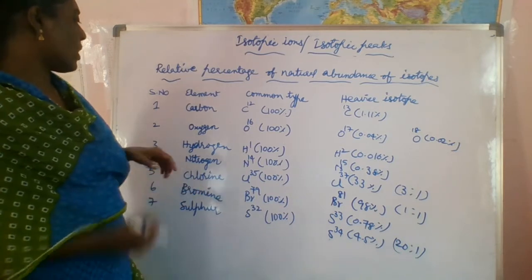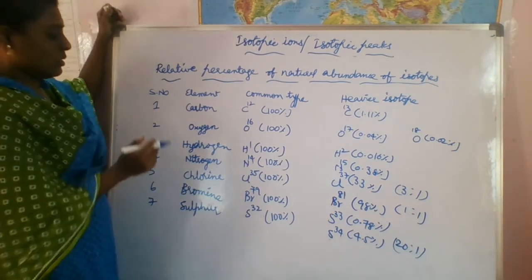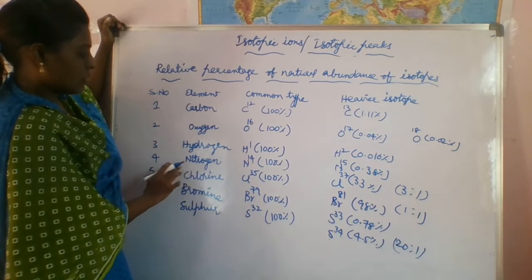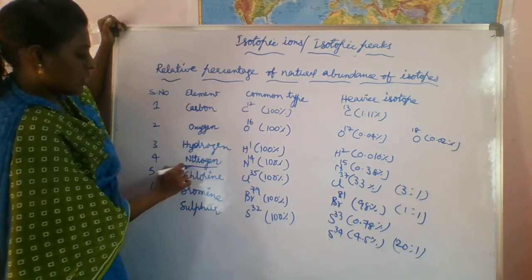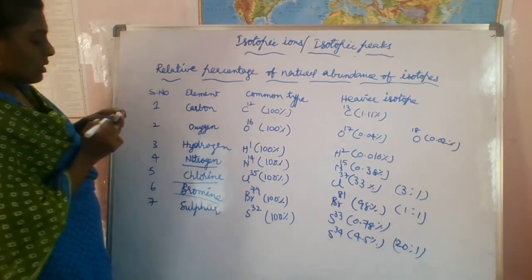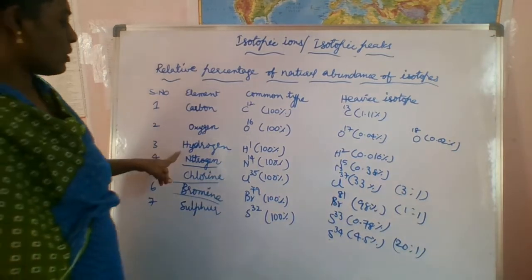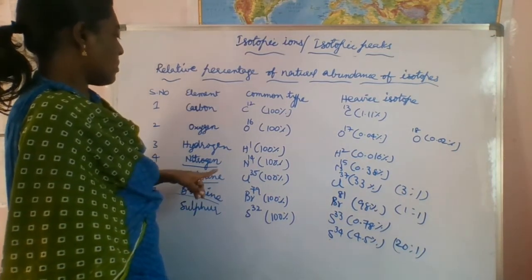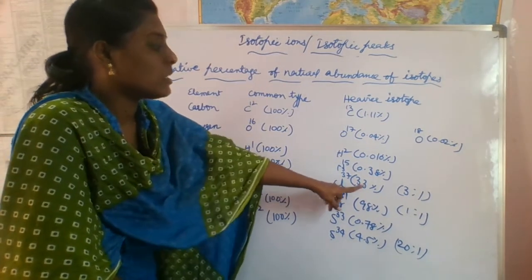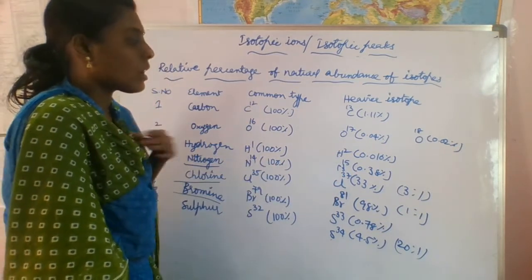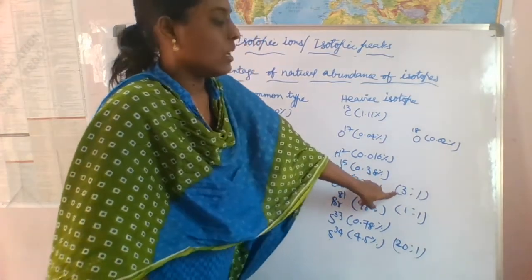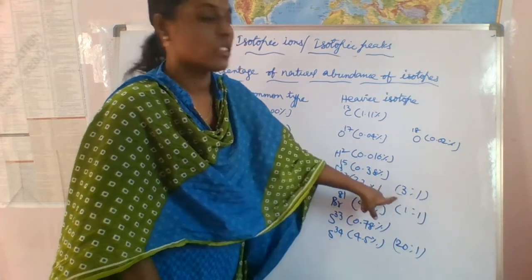Chlorine. This is an important one, because we are using only these three. Chlorine: Cl35 is 100%, and what about this, 33%? It means the molecular ion peak and the M plus 2 peak are in a ratio where, if the molecular ion intensity is 3, the other is 1/3 of that.